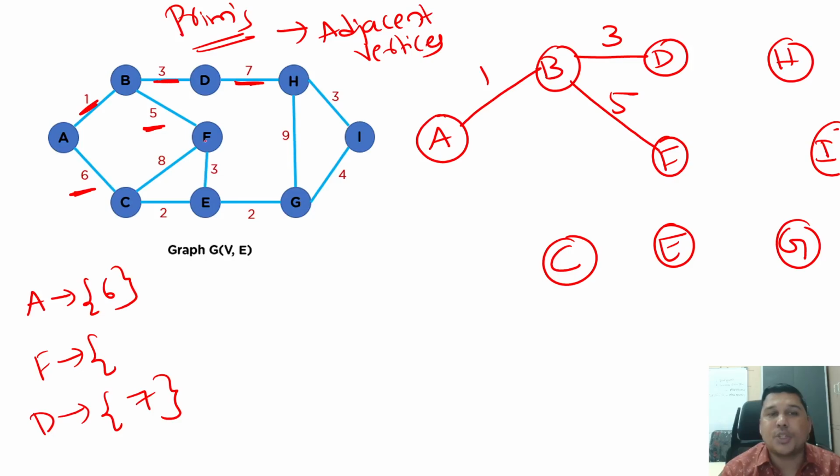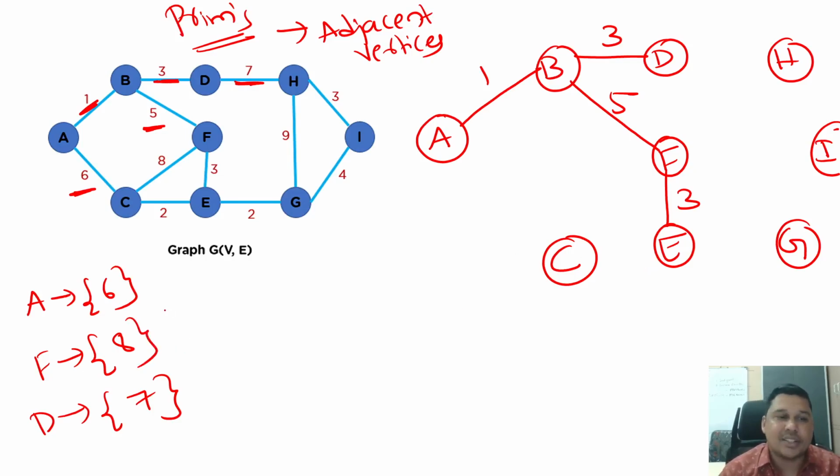From F, what all options do I have? I have 8, I have 3. So one is 3, other is 8. So among all these, which one is the minimum cost one? 3 is the minimum cost one. That is from F to E. So I will connect this as 3. So this 3 is removed. So I am left over only with 8 here.